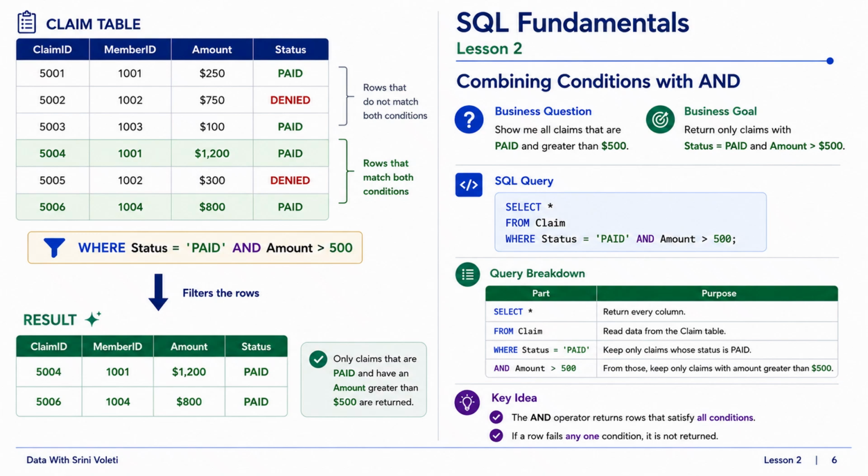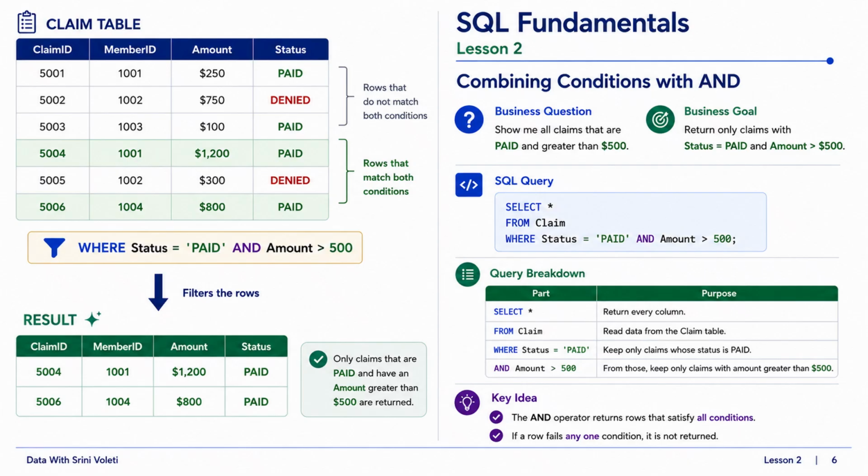Now let's look at claim 5004. It is paid and amount is $1,200, which is greater than 500. This time, both conditions are true, so SQL returns the row. Finally, claim 5006 is also paid and amount is $800. Once again, both conditions are true and satisfied, so this row is included. After evaluating every record, SQL returns only claims 5004 and 5006.